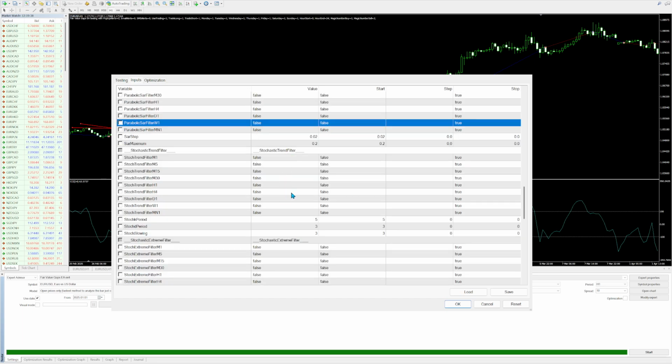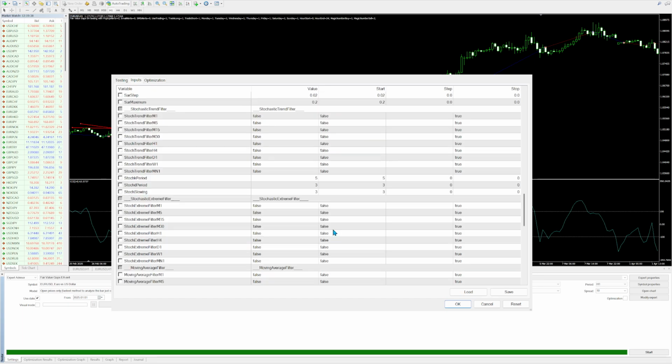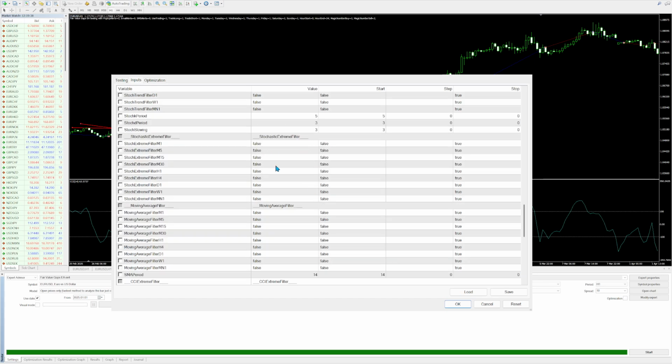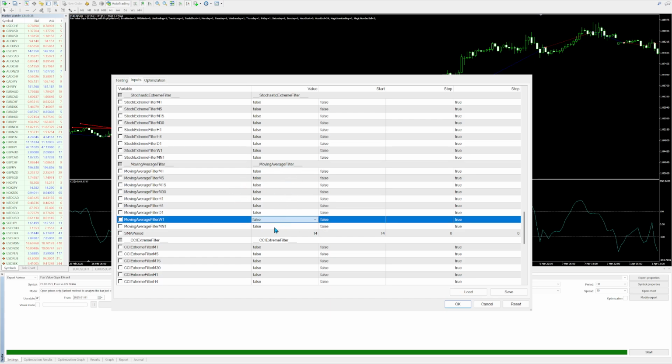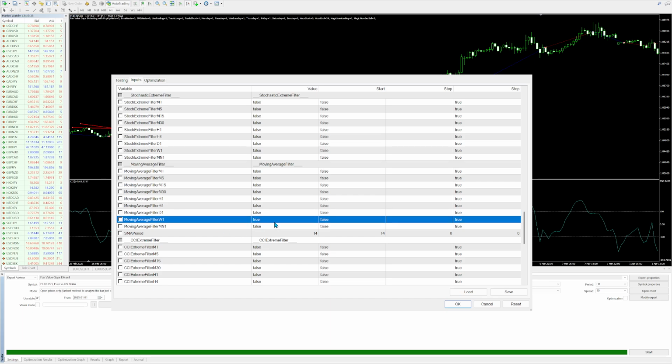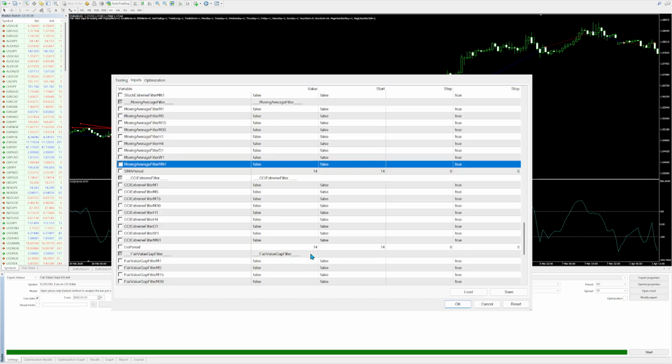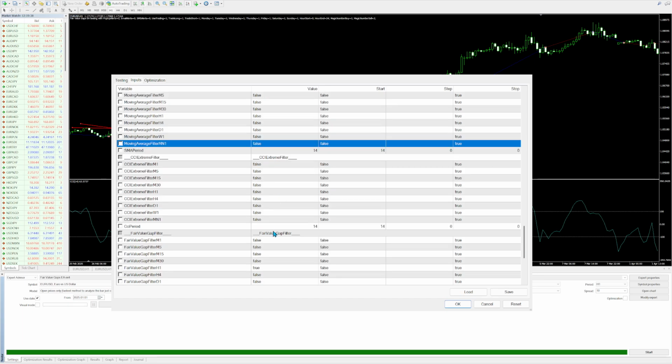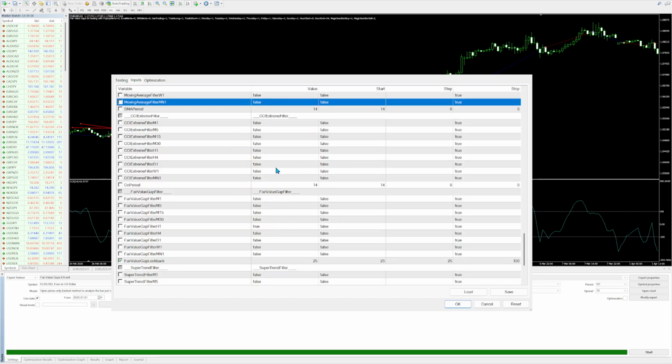Same with the stochastics trend filter, it must be trending on whatever time frame you select. Stochastic should be extreme on whatever time frame you select. Moving average, so you want a fair value gap, but it has to be in agreement with the weekly moving average, for example. You can set that to true. This can help you stay on the right side of the long-term trend with multi-timeframe analysis. Same with the CCI extreme. So many settings you can play around with.